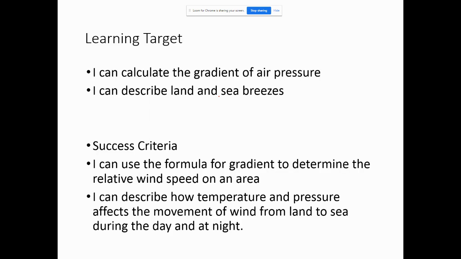All right, so that's pretty much it. So what we want to remember is these ideas about the highs and low pressures, how they form. Calculating gradient of air pressure, you just want to be able to use that formula. It's in the reference table for you. Describing land and sea breezes. This really takes into account all the things we talked about. So that high pressure being associated with cooler sinking air, the low pressure being associated with warmer rising air, and how the wind is going to blow from a high pressure to a low pressure.